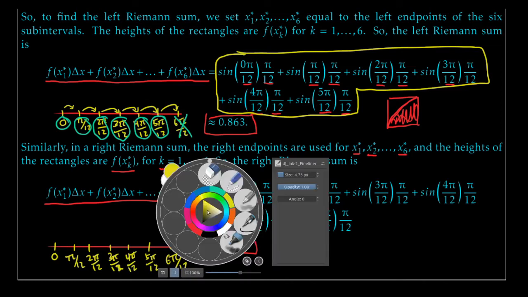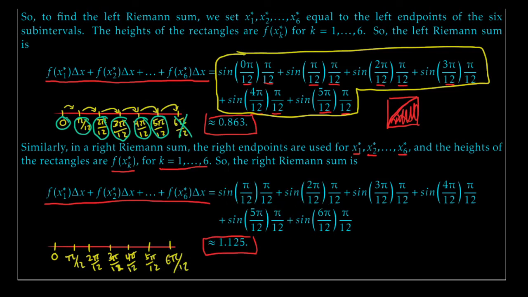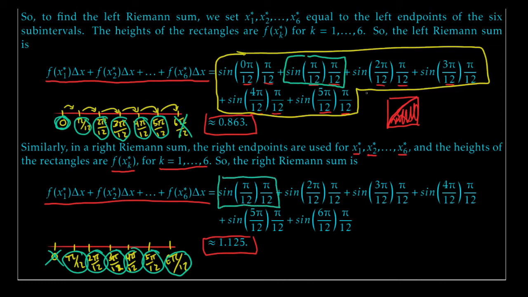So here, instead of starting with this left endpoint, you could think of it like we're starting with the right endpoint, and we get 1, 2, 3, 4, 5, 6, and 0 gets left out. So that's the only difference between left and right Riemann sums, which endpoint you leave out. Notice, I've got sine of pi over 12 times pi over 12 in the left Riemann sum, and I've got sine of pi over 12 times pi over 12 in the right Riemann sum.